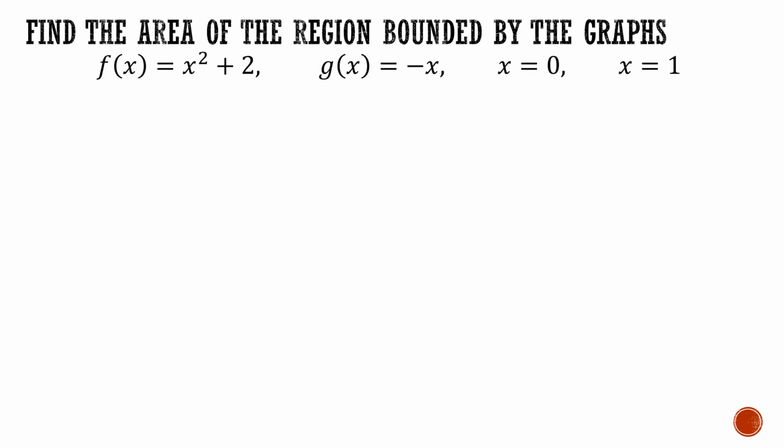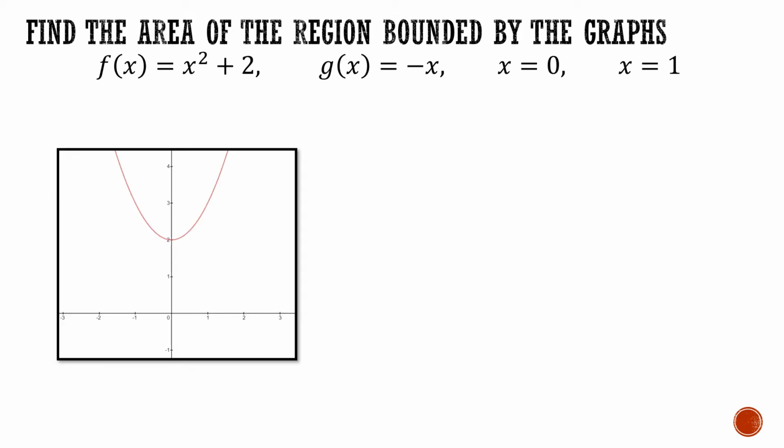All right, so for our first example, it says find the area of the region bounded by the graphs of f of x equals x squared plus 2, g of x equals negative x, x equals 0, and x equals 1. So the very first thing that we do for all of these examples is we start by graphing. So I'm going to graph the first curve of x squared plus 2. Now remember, x squared is just a parabola, and the plus 2 is simply moving it up 2.